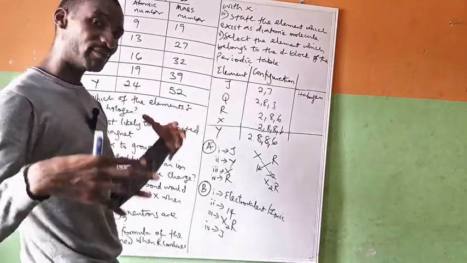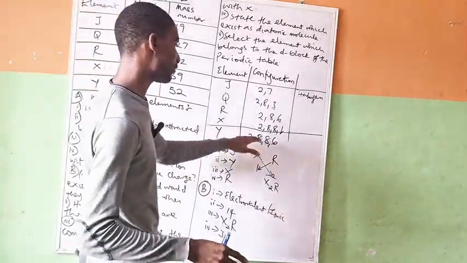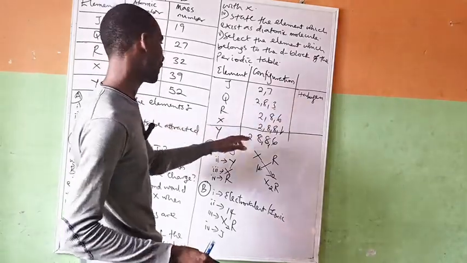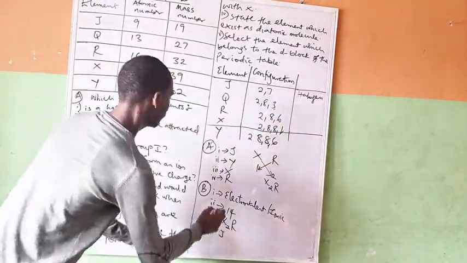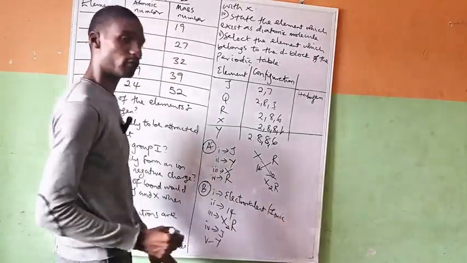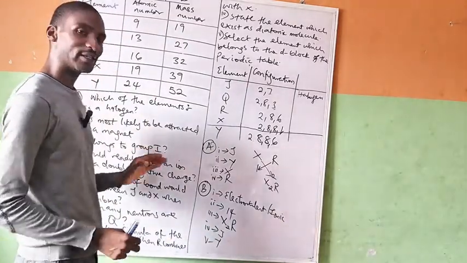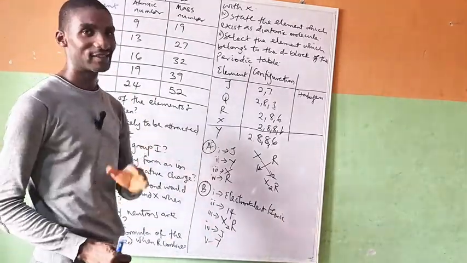Now the last, select the element which belongs to the D block of the periodic table. Elements in the D block are the transition elements. So the only element that will be in the D block from all of this is Y. So the answer is Y. So that is the element in the D block, the transition metal. I hope you understood all of that before we go to the next topic.